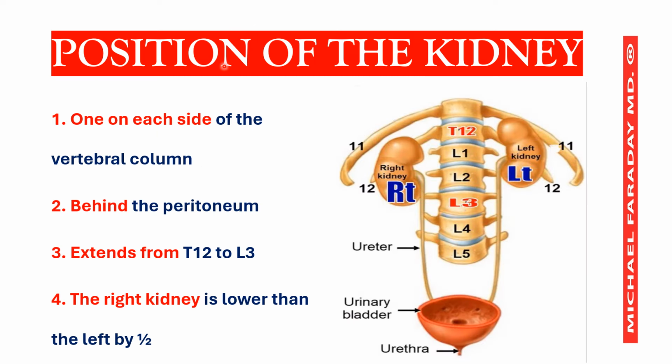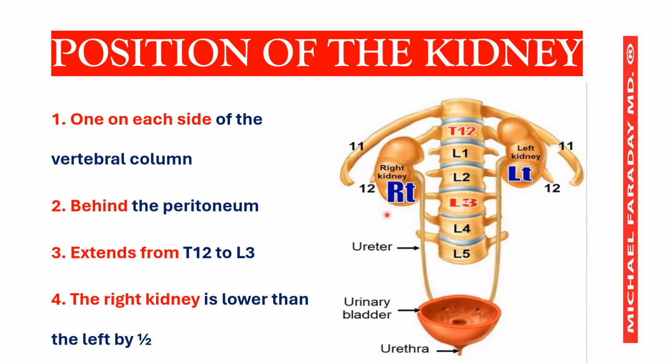Okay, so for the position of the kidney, the kidney can be found on each side of the vertebral column. So this is the 11th rib, this is the 11th rib, this is the right kidney, this is the left kidney. These are the vertebral bones, and what you find here is the intervertebral disc. So they are on each side of these vertebral bones, or the vertebral column.